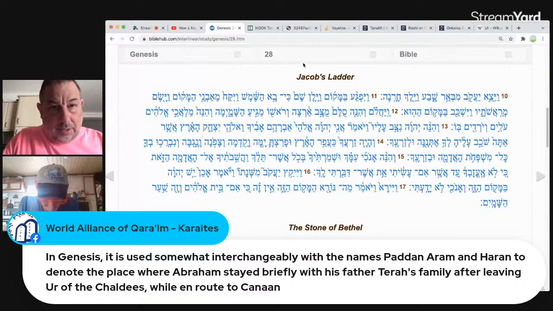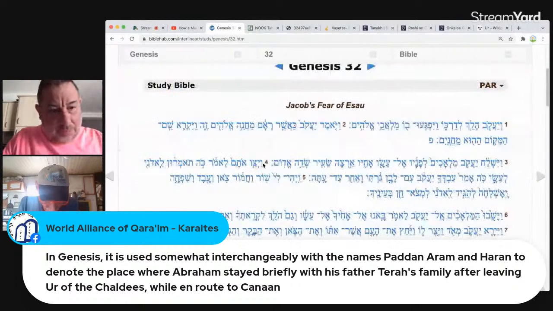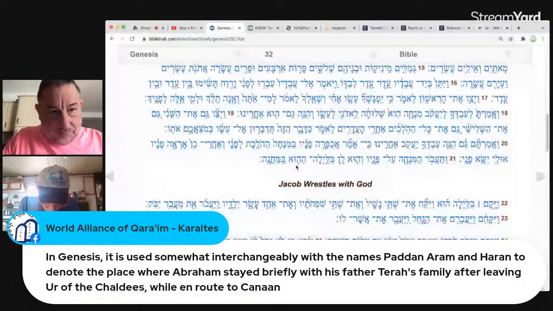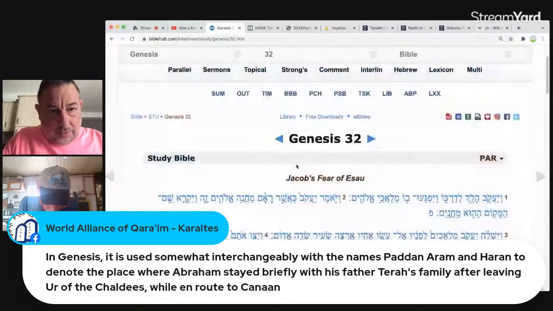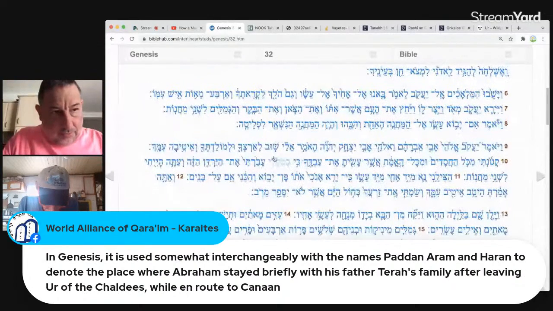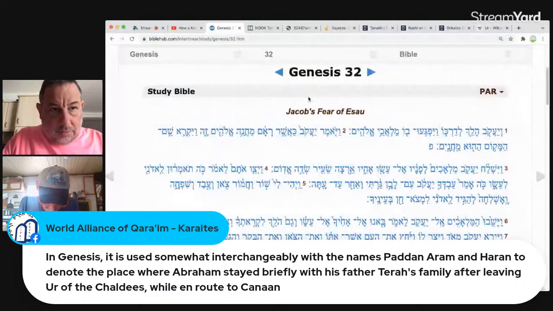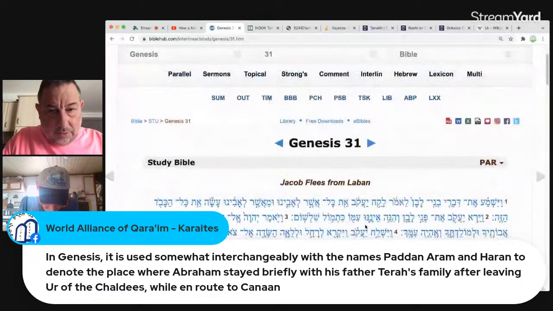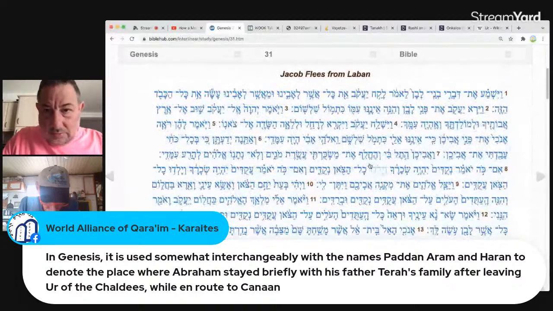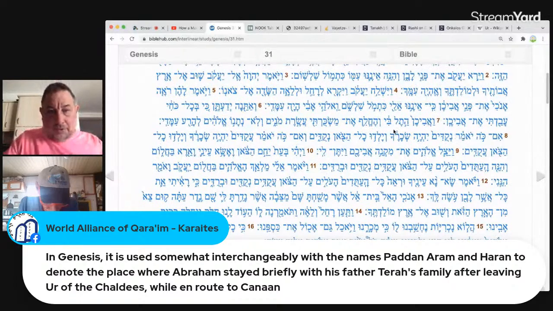And that would be in Genesis 32. But this is common throughout the Torah and throughout the Tanakh. But let's see if I can find it here. No, it's before this. One second. No, we went too far. Hold on a second. 31. I'm trying to look for the verse, and I can't find it right now.